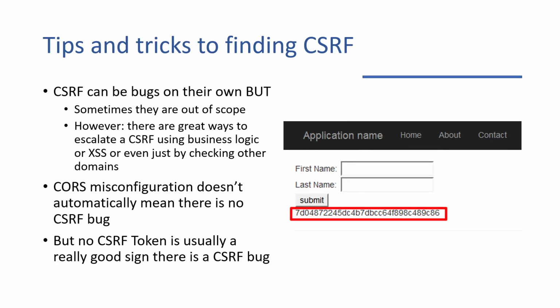So some tips and tricks to finding CSRFs. They can be bugs on their own, but sometimes they're out of scope. However, there are great ways to escalate a CSRF using business logic or XSS, or even just by checking other domains, other endpoints on a web page. CORS misconfiguration doesn't automatically mean there is no CSRF bug. However, it also doesn't mean there is a CSRF bug. So if you see a CORS misconfig, you've got to kind of work that out for yourself and work out how much impact you can actually generate. However, if there's no CSRF token, that is where there's a CSRF bug. That's a great indicator. Keeping an eye out for that is really important.